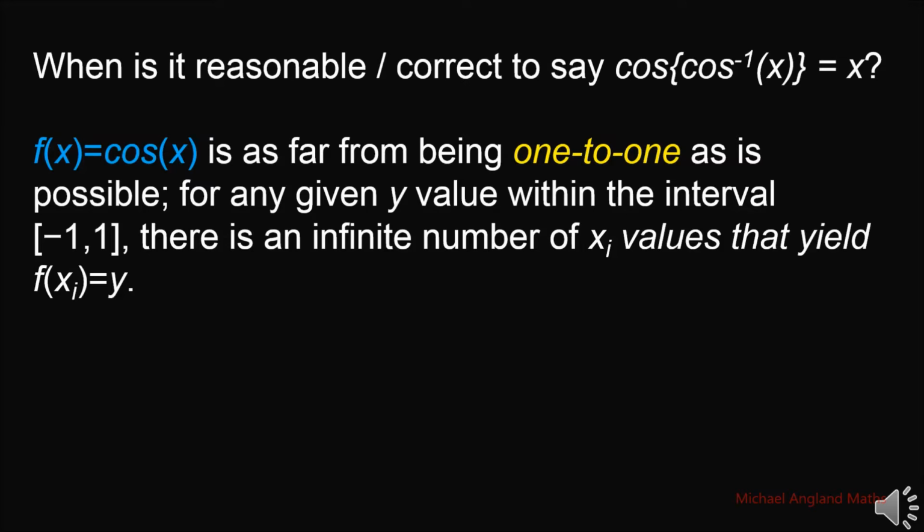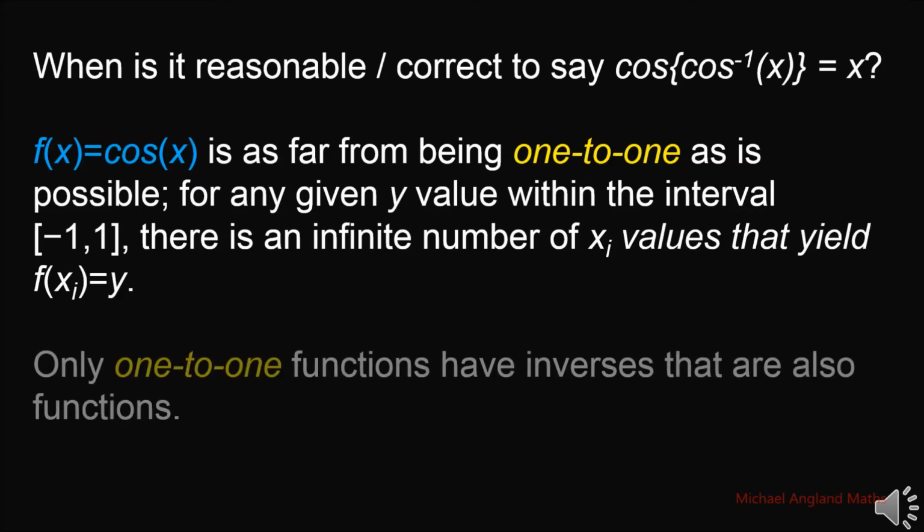So we need to restrict the domain in order to be able to find an inverse function, because only one-to-one functions have inverses, which are also functions. Looking at this slide, we see a small part of what is y equals cos x, but I've restricted the domain from 0 to pi. Why did I do that?